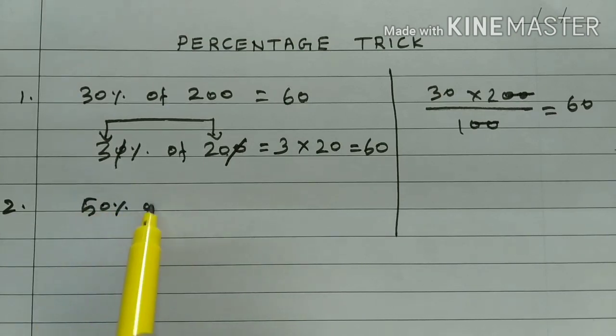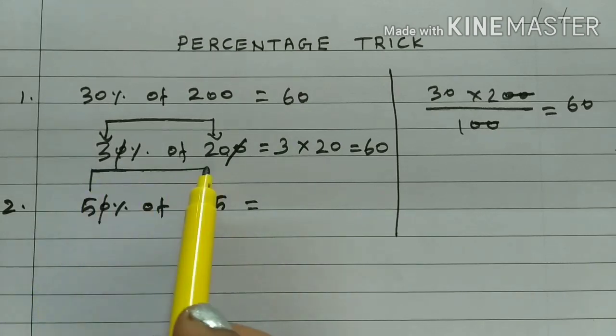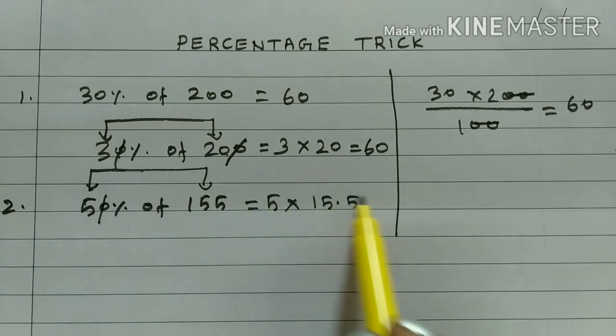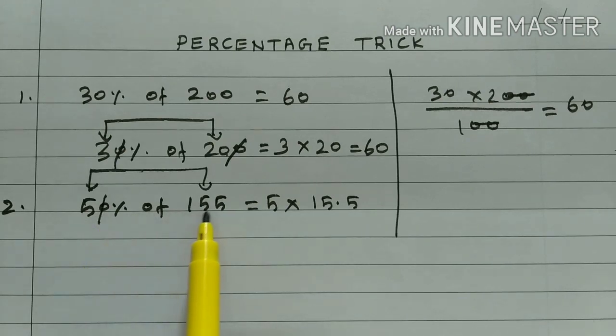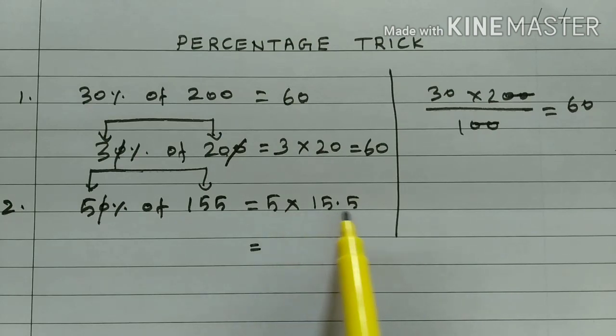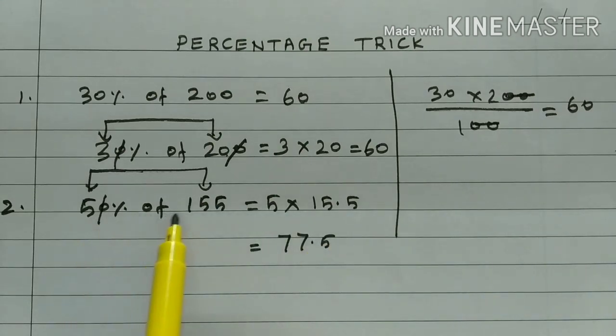One number ends with 0 and another does not. Now we are going to find out 50% of 155. In this case, I am going to cancel this 0 and multiply the remaining numbers. Here it is 5. This number I am writing as 15.5. Why? Because we have to cancel 2 zeros, but we have only 1 zero here. So I am taking this number as a decimal number. Now 5 multiplied by 15.5 is 77.5. So 50% of 155 is 77.5.